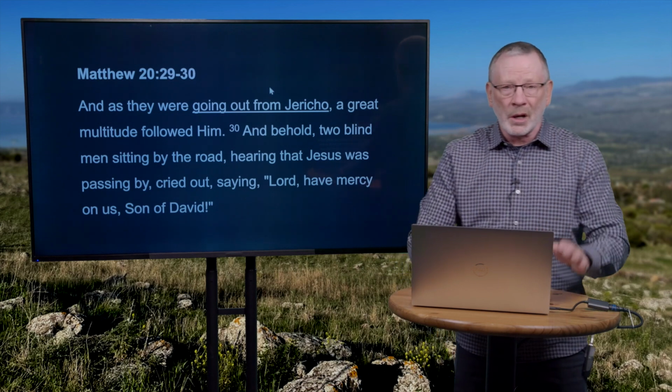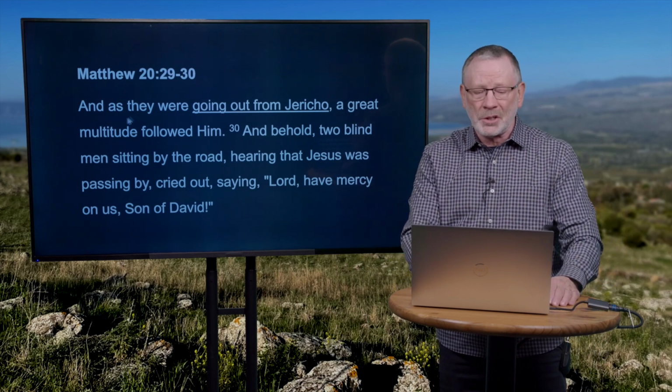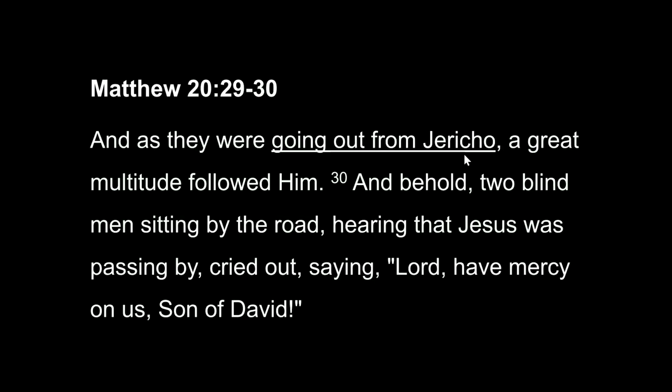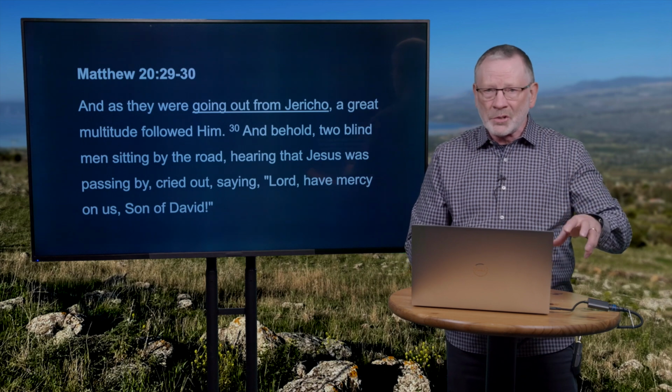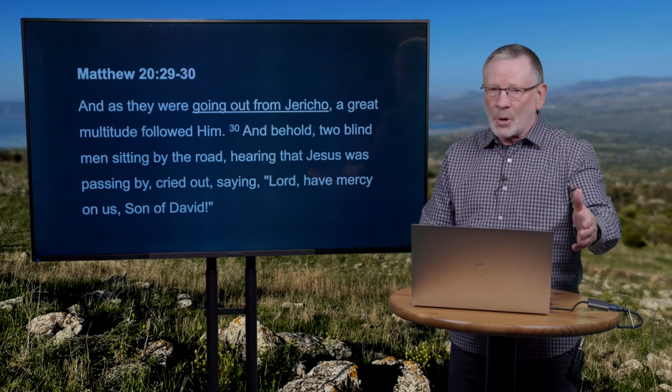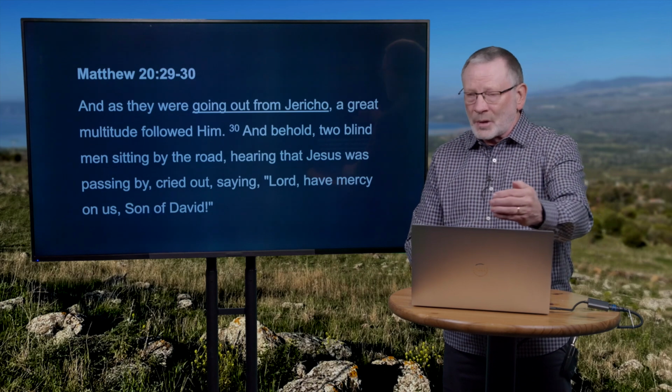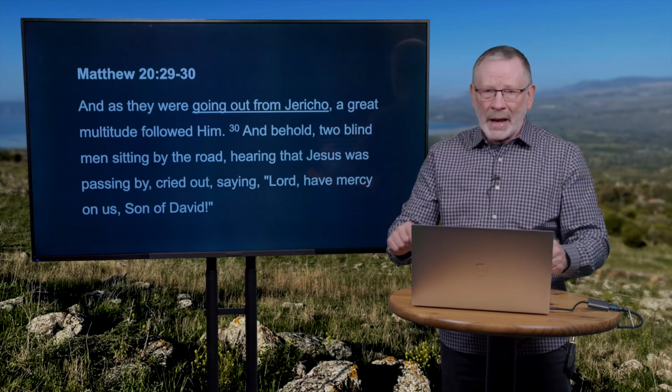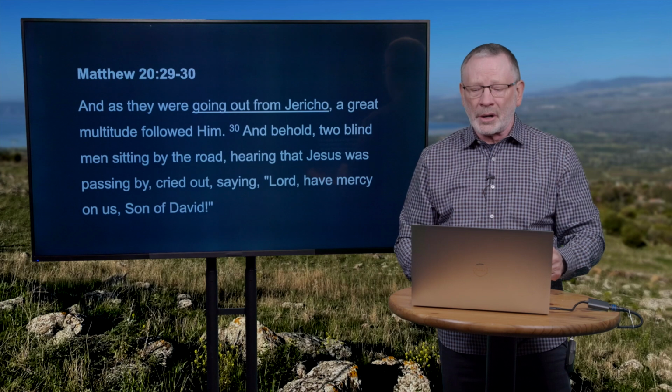Let's continue in the Gospel of Matthew and follow Jesus' itinerary. As they were going out from Jericho, so it's really clear that he starts somewhere in the Jezreel Valley, moves through the Harod Beit Shean Valley, turns right and goes down the lower Jordan Valley until he gets to Jericho.